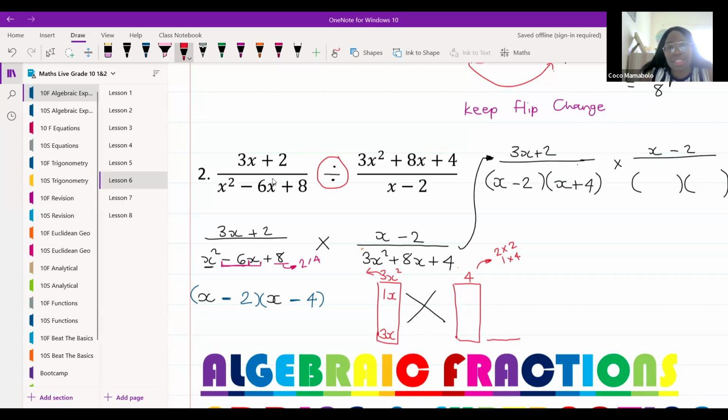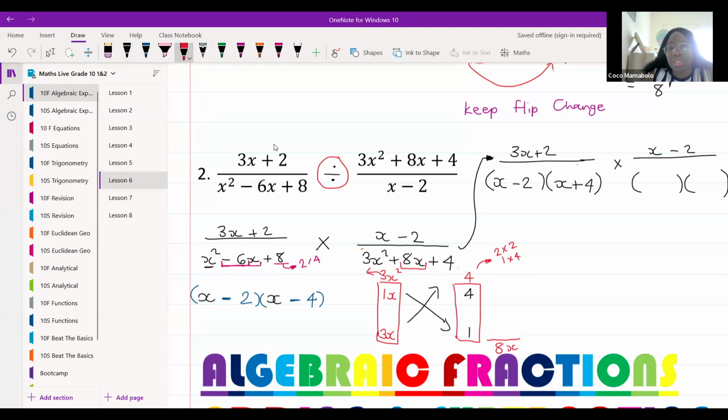Good, that's it. We're trying to get to the middle term. We're trying to get to 8x. So we're going to then cross multiply. Let's try, maybe let's put 4 over here and 1 over there.